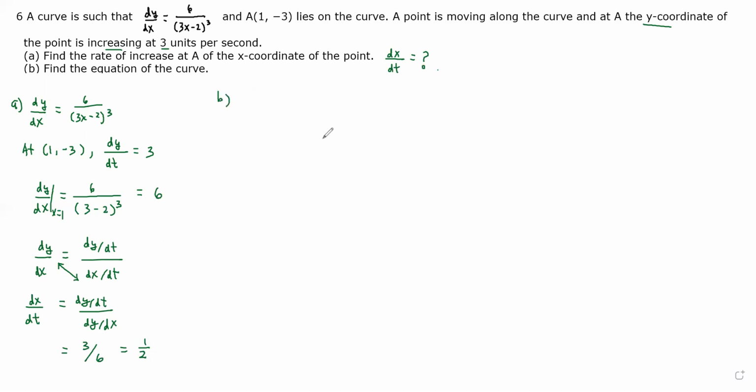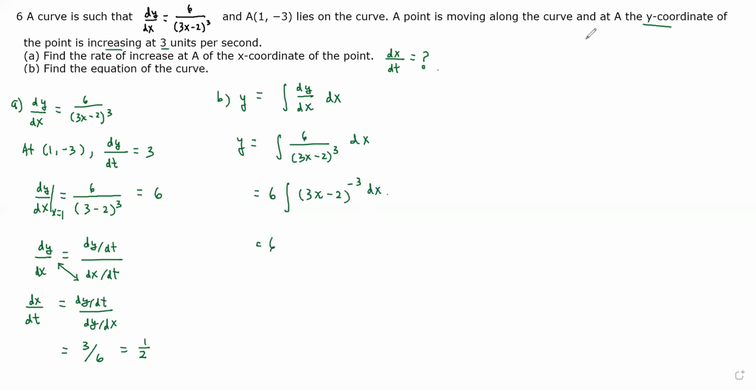Part B, find the equation of the curve. dy/dx is 6 over the cube of 3x minus 2. To find y, we integrate dy/dx with respect to x. And dy/dx is 6 over (3x minus 2) to the 3. We can pull the 6 out, and this is a reciprocal, so we have (3x minus 2) with a negative 3. Then we can use the formula to integrate (ax plus b) to the n with respect to x.